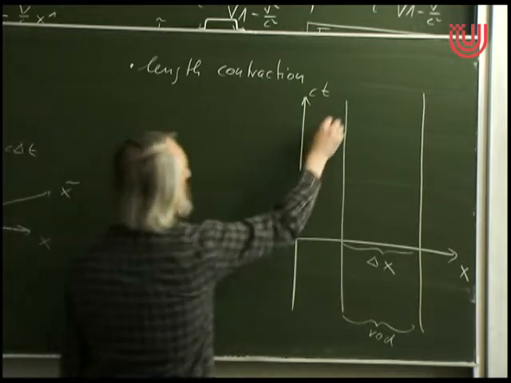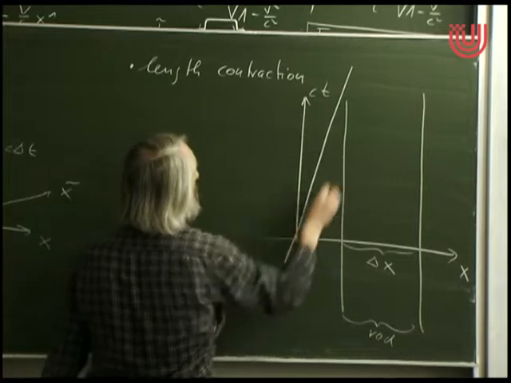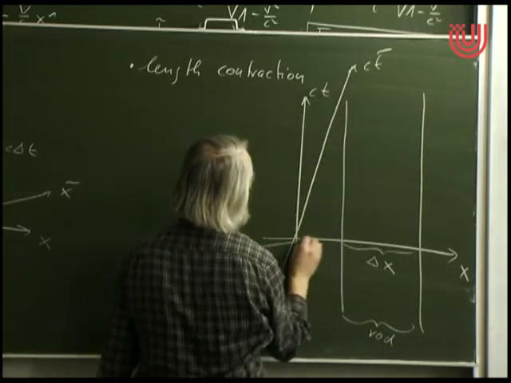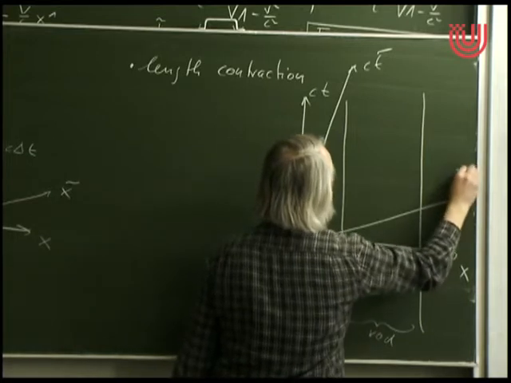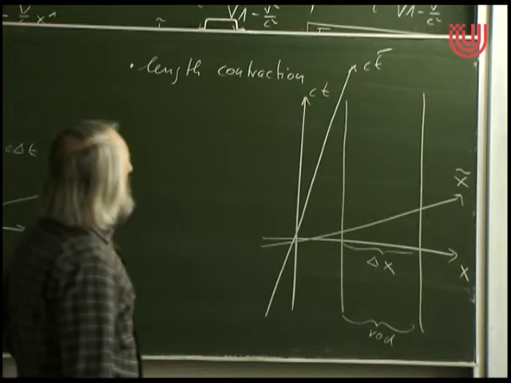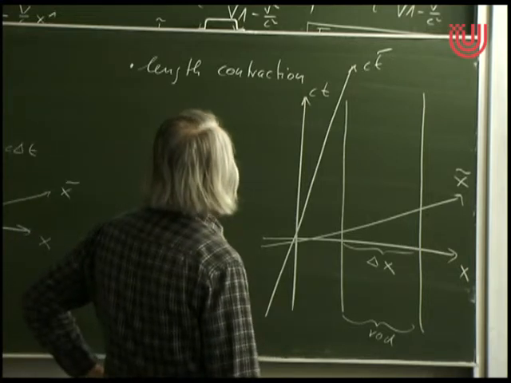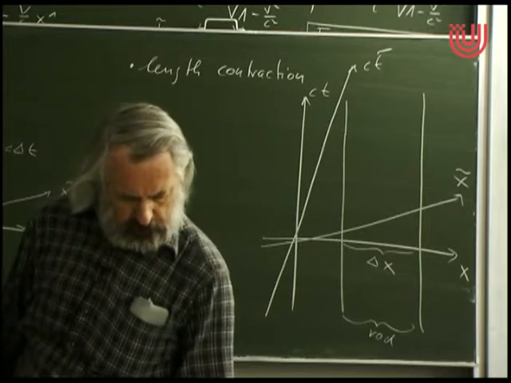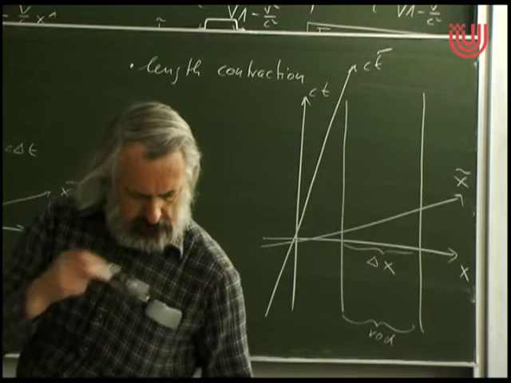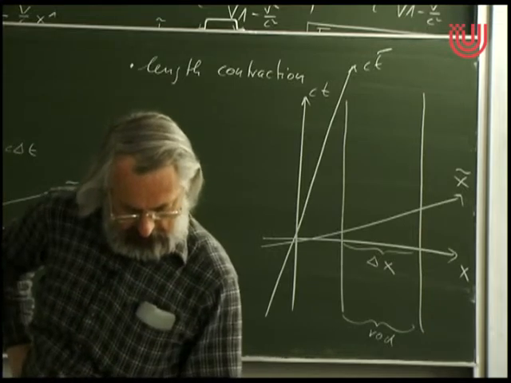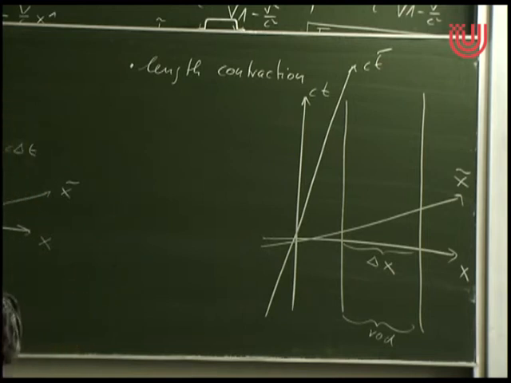So if I now introduce another inertial system, ct tilde, with another spatial axis x tilde, what's the length with respect to this? So what I have to do is, how do I draw this? Okay, I'll say something about this later.